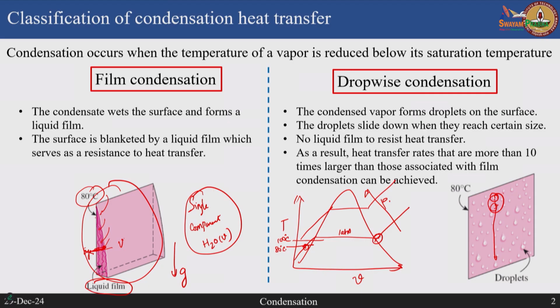So the condensation heat transfer is much better with the dropwise mode of condensation than with film. Therefore, you will see generally heat transfer rates are more than 10 times larger in dropwise condensation. If that is the case, why do industries prefer film condensation? It is not like they prefer it, in fact it is the other way.